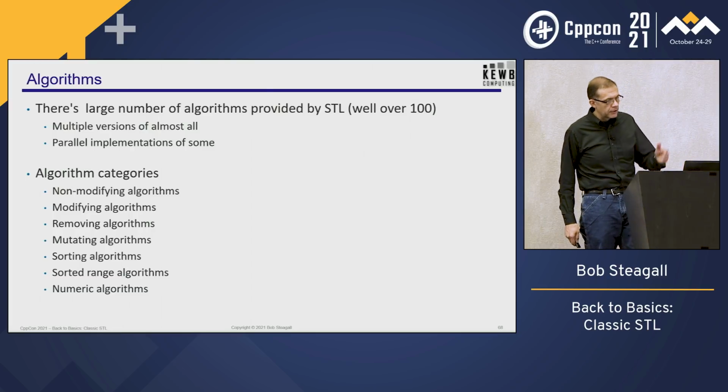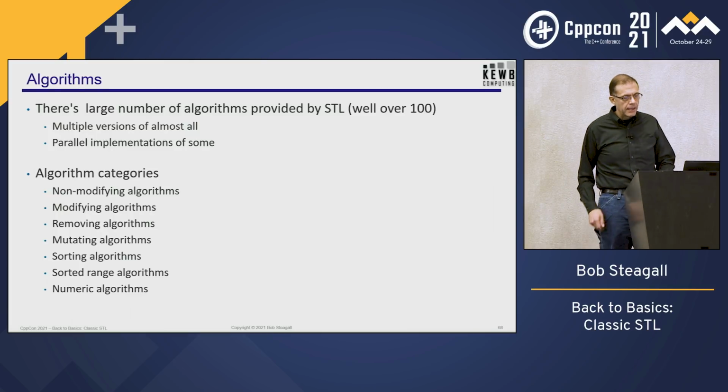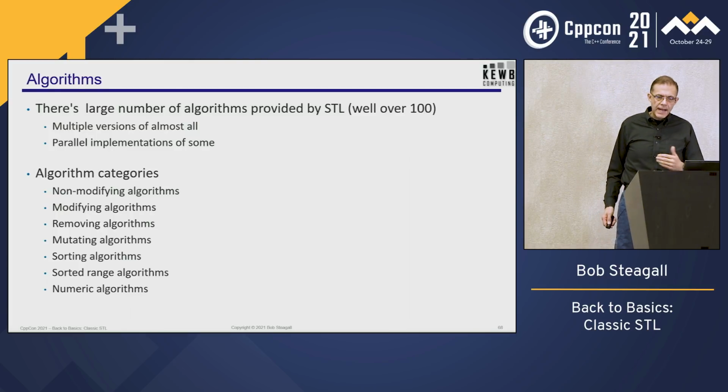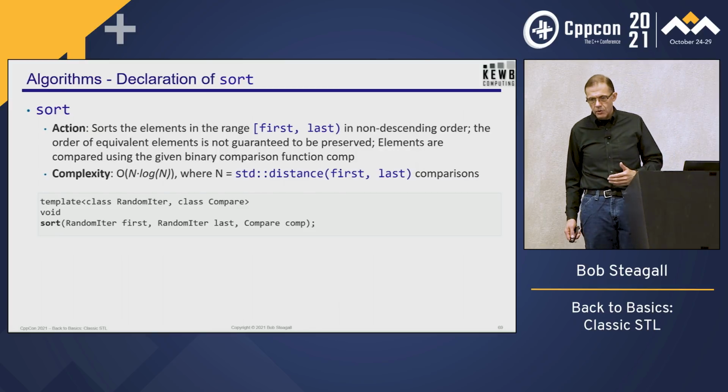For reference, I've included the algorithm categories that we discussed before. And I thought what I would do is show a couple examples of reference material about 3 different algorithms and sort of explain how to read them. So for example, let's look at sort.